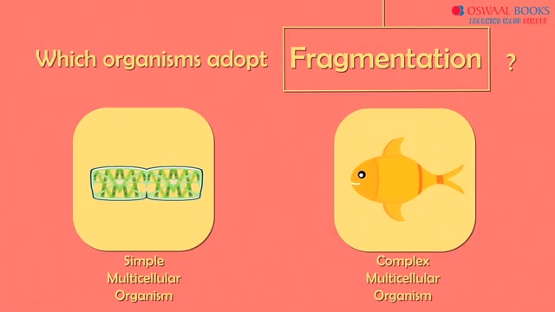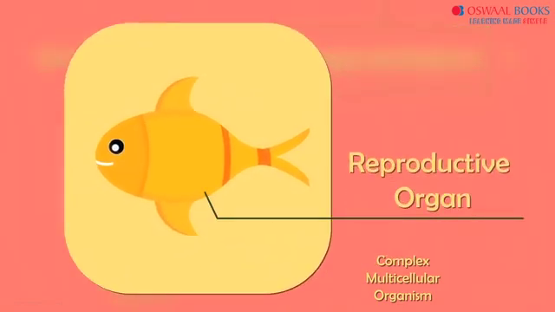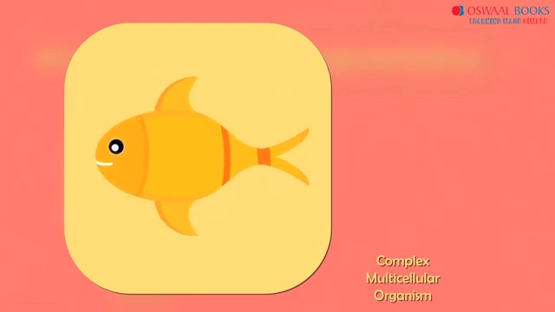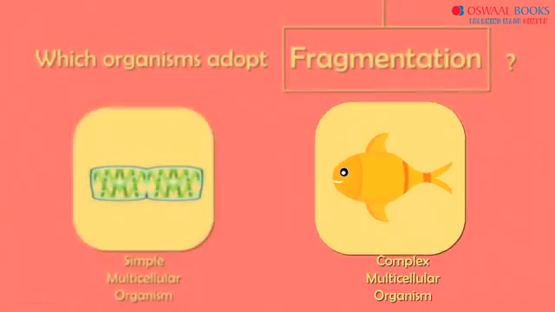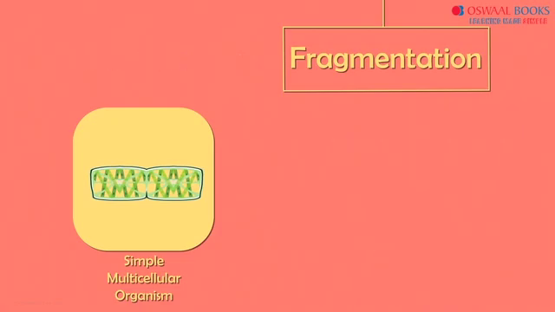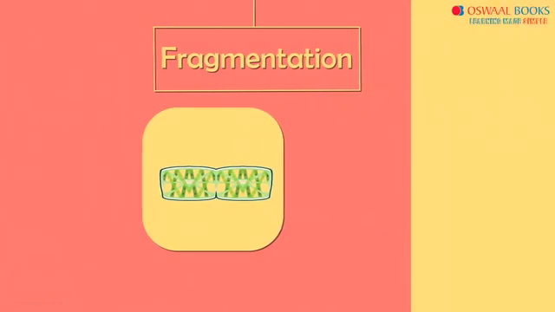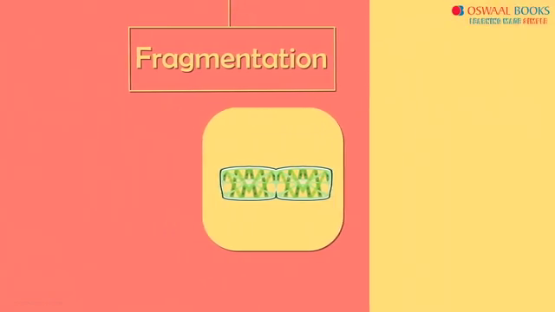I want you to tell me which organisms have a distinct reproductive system? You're right. Only the complex multicellular organisms have a distinct reproductive system. Do you think that the complex multicellular organisms need to reproduce with the help of fragmentation then? No, they don't need to do so as they are equipped with organs for reproduction. The simpler multicellular organisms, on the other hand, do not have a reproductive system. Therefore, they use their body fragments to reproduce.